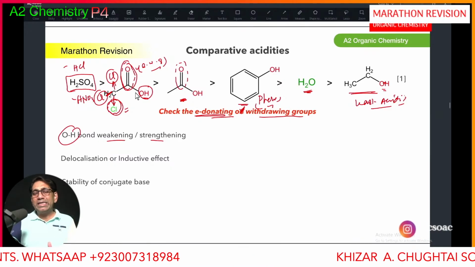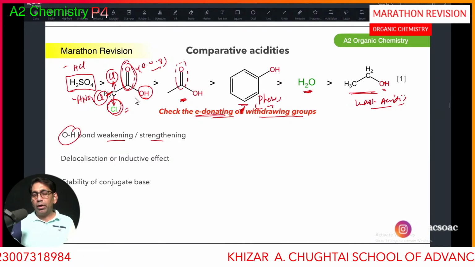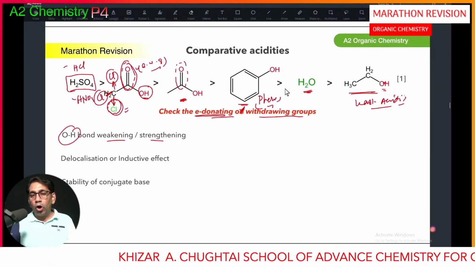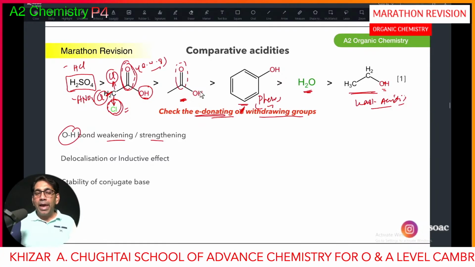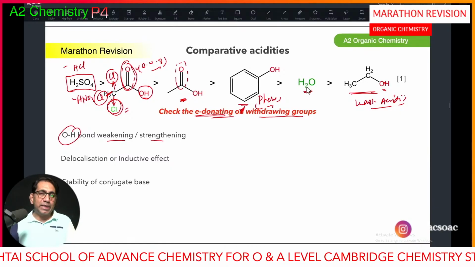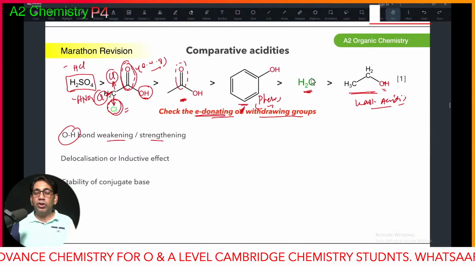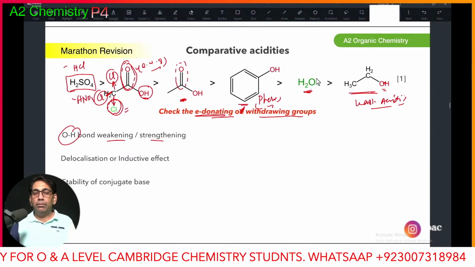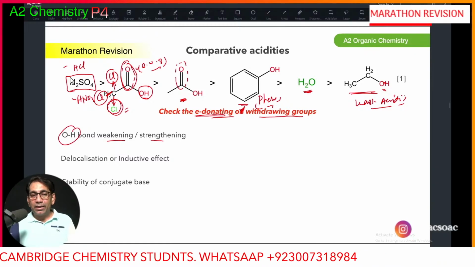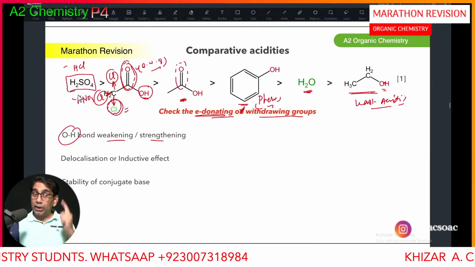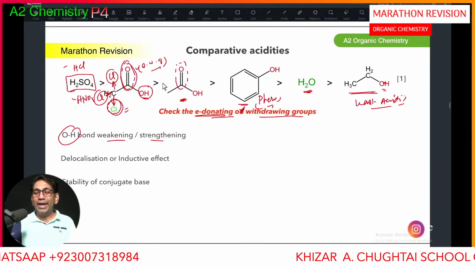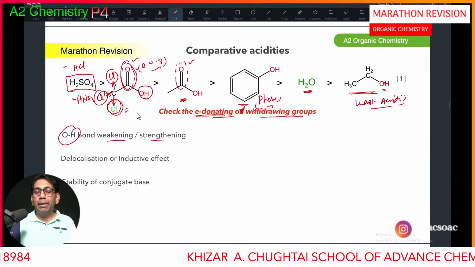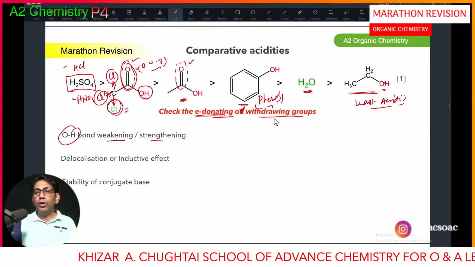So carboxylic acid is generally a stronger acid among all organic acids, except water. Water is not an organic acid, generally speaking. It's a normal molecule. And these are the mineral acids, these are at the top. Then organic acids, those having C double bond O. Then obviously phenol.